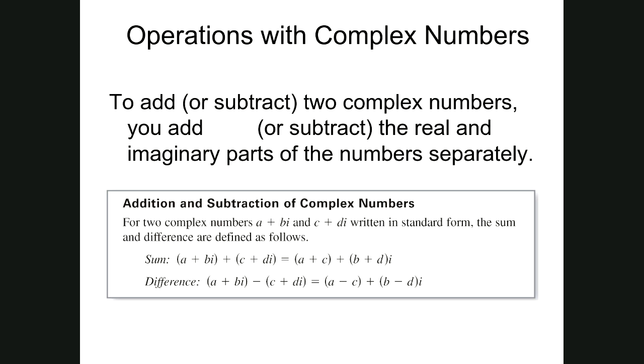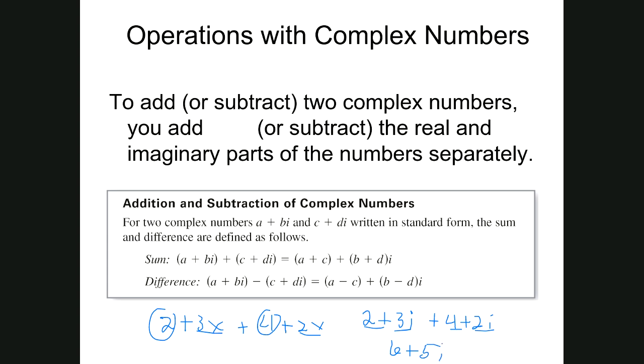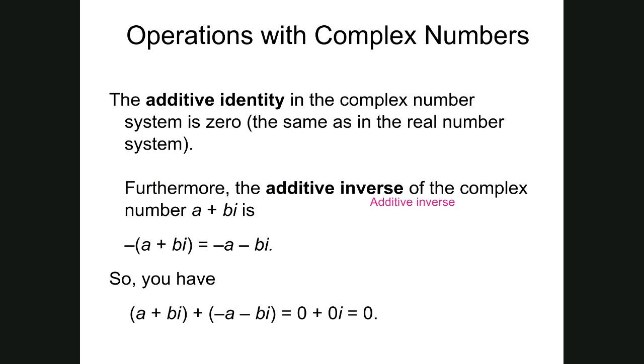If I gave you something like 2 plus 3x plus 4 plus 2x, you couldn't add the 3x to the 2, but you can definitely add the 2 and the 4 together, and you can definitely add the 3x and 2x together. Same thing with a complex number. If I gave you something like 2 plus 3i plus 4 plus 2i, we can add the 2 and the 4 together. That gives me 6 plus 3i plus 2i, which is 5i. You can add the real part and you can add the imaginary part together. And that's just basically what they're saying here, that we can add the real and the imaginary parts together.